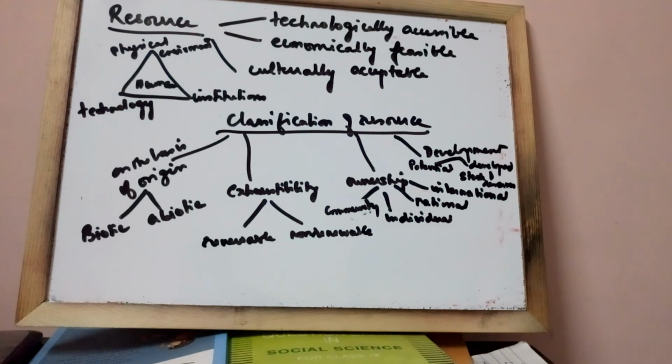The next one, on the basis of development. Potential resource. Resources are there, but they have not yet been used. They have not yet been explored. So you find there are lots of resources in the western parts of India, Rajasthan and Gujarat, especially for wind energy and solar energy.